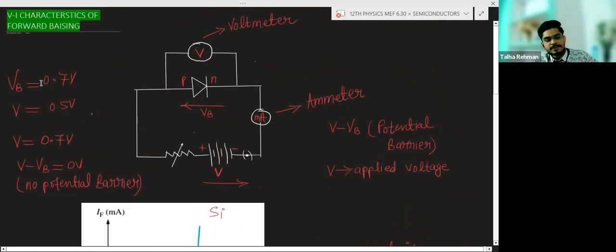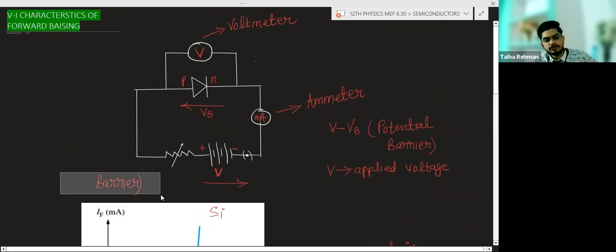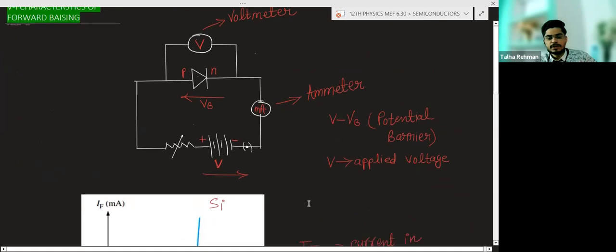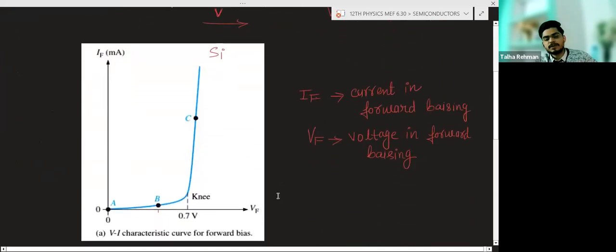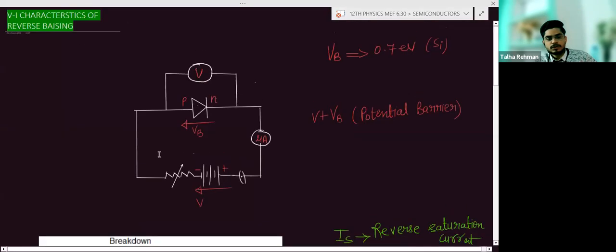So this is what I have written: the characteristics for forward biasing. Now we will discuss the characteristics for reverse biasing. In case of reverse biasing, this is the PN junction.